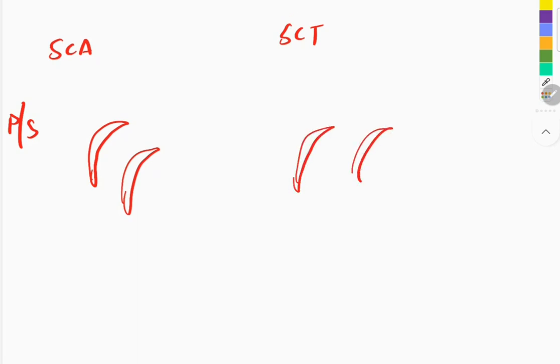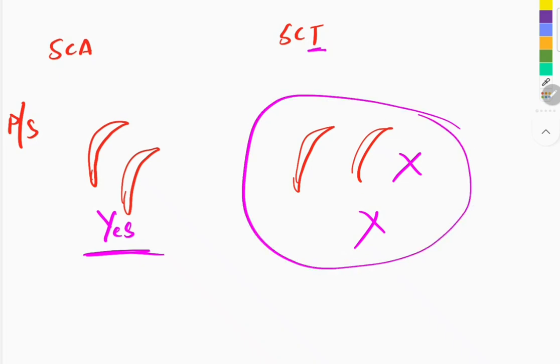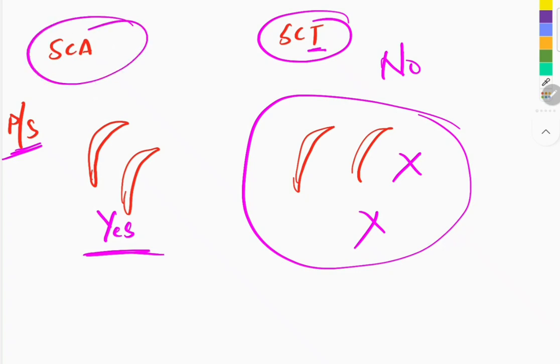The answer is, in sickle cell anemia, definitely you are going to see sickling of the cells. But in sickle cell trait, trait is like a traitor. In sickle cell trait, if you take a peripheral smear, you cannot see the sickling of the cells or the sickle cells. Remember that. So if madam asks you, can sickle cells be seen in sickle cell trait in peripheral smear, your answer is no. Sickle cells are seen only in sickle cell anemia.